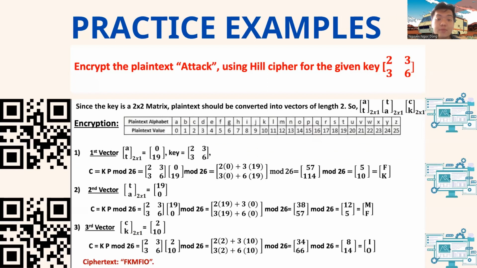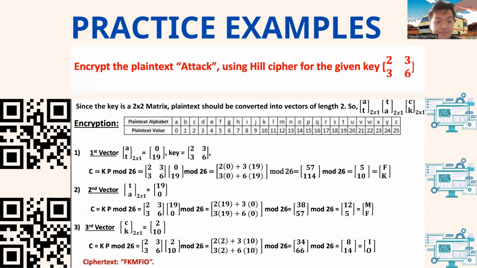So we want to encrypt the plaintext ATTACK using the Hill cipher with a given key, which is a 2x2 matrix of 2, 3, 3, 6. Since the key is a 2x2 matrix, the plaintext will be converted into vectors of length 2. So we got AT, TA, and CK.